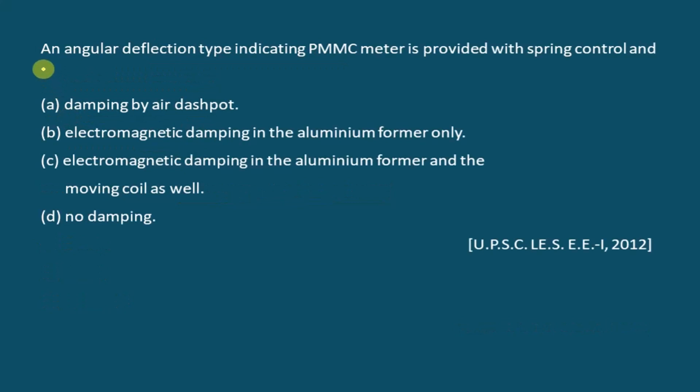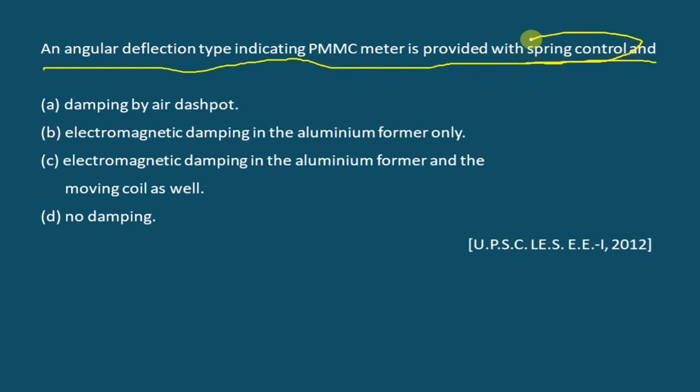The question here is asking: an angular deflection type indicating PMMC meter is provided with spring control and so on. We know that a normal deflection type indicating PMMC has three systems: the deflecting system, controlling system, and damping system. Since it is mentioned that it is a PMMC, we can assume the deflecting system is already there. It is given here spring control, so the controlling mechanism is also given. So we have to think about what type of damping is used in the PMMC meter.